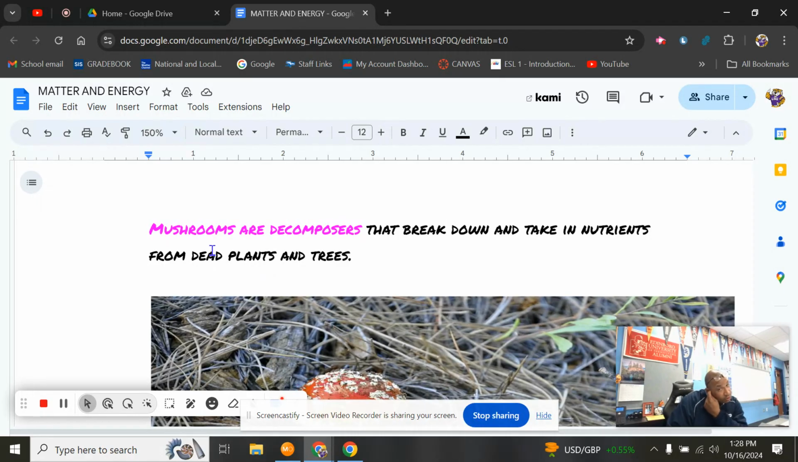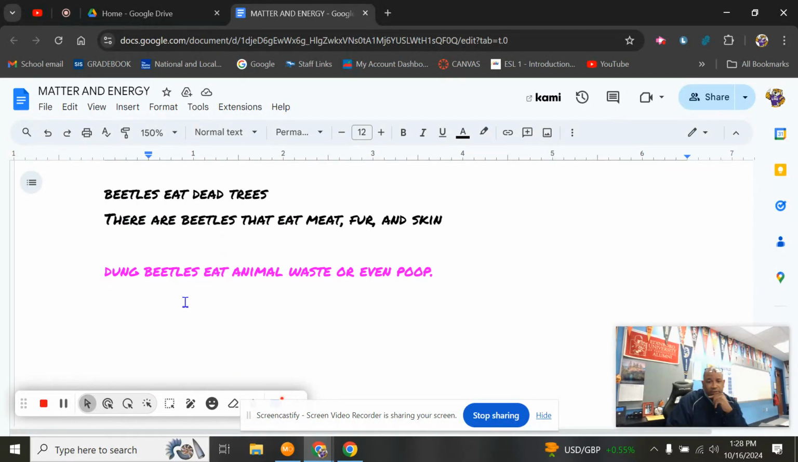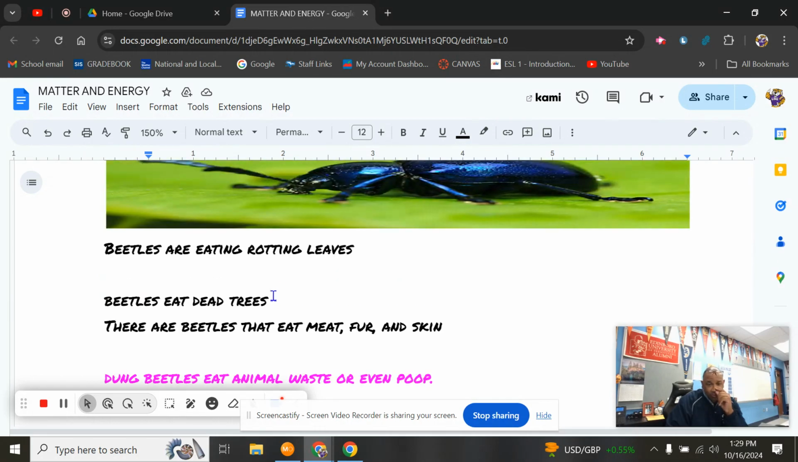Mushrooms are decomposers. They break down trees and plants. They take nutrients out of dead trees, dead plants. That's where they get their nutrients from. Dung beetles eat, unfortunately, waste, but without beetles and decomposers, the planet would be full of dead animals, dead plants, and nothing would be turned back into nutrients.